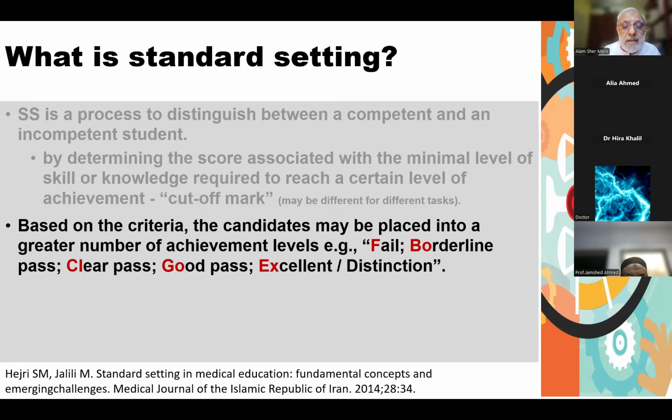Based on the criteria, the candidates may be placed into a greater number of achievement levels. Then we have fail students, borderline pass students, clear pass students, good pass students, excellent, and distinction. We do use these terms, and each term has a numerical value behind it.